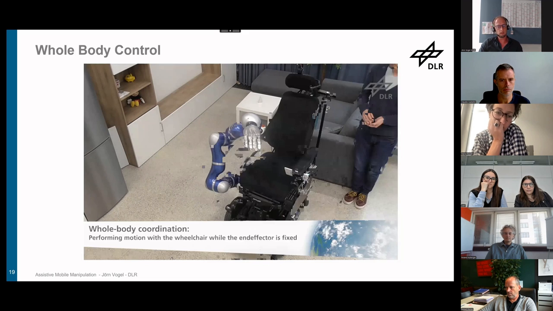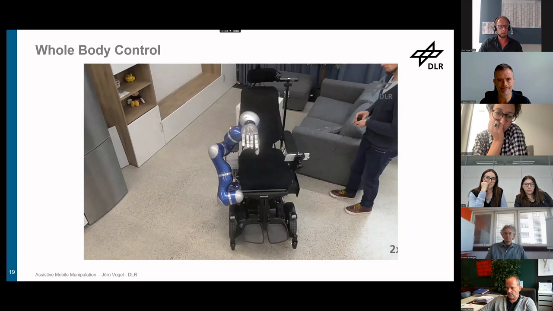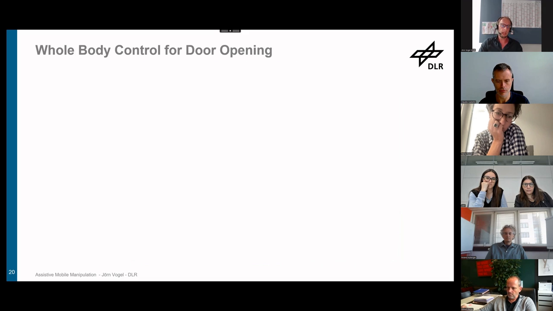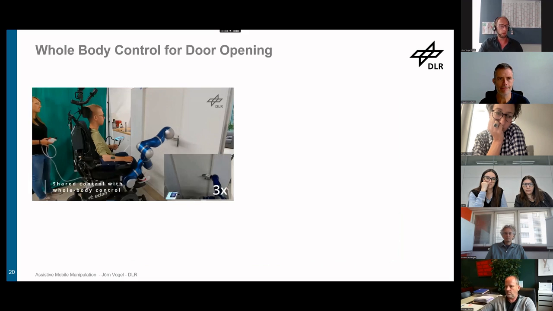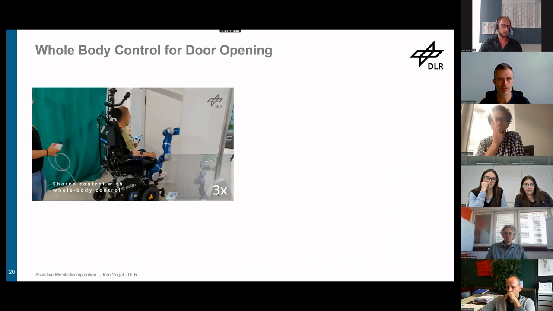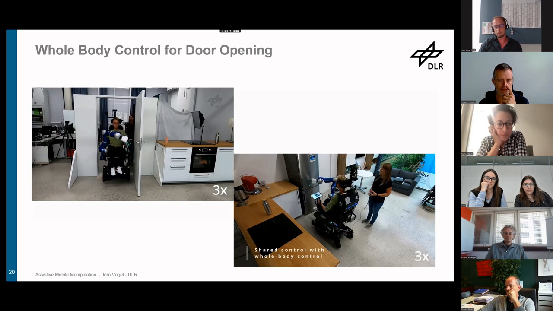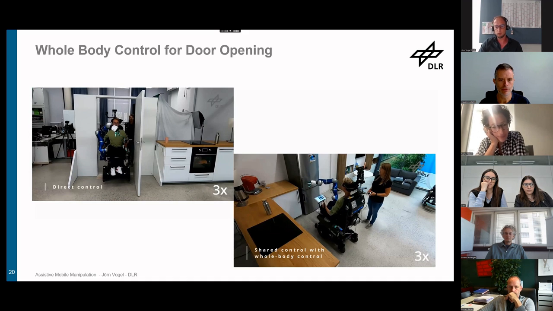So you can see here some whole body demonstration where we move the wheelchair and the arm stays static. But the way we actually apply this is by coordinating motion of the wheelchair and the arm in tasks that require a large range of motion. For instance, when you want to go through a door or when you want to open a fridge, where basically as soon as you start pulling on the door, the wheelchair would be in the way. So you have to drive backwards a bit.